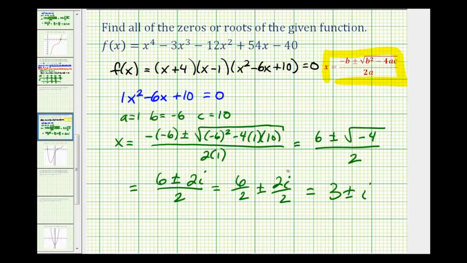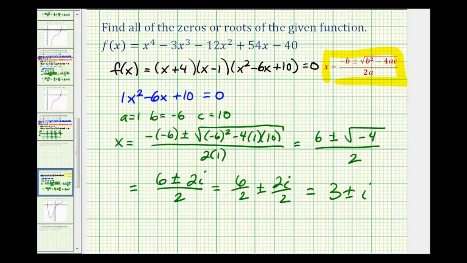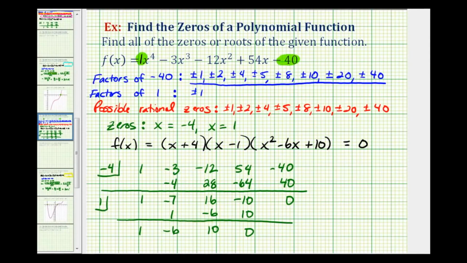So let's go back to the first slide. We found negative 4 and positive 1 as two zeros, and the other two are x equals 3 plus i and x equals 3 minus i. These would be the four zeros of the original degree 4 polynomial function.